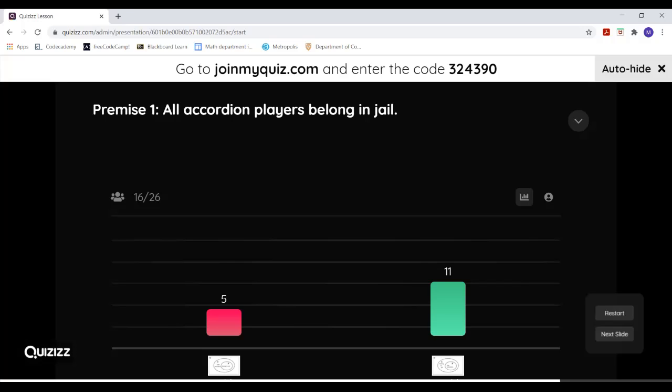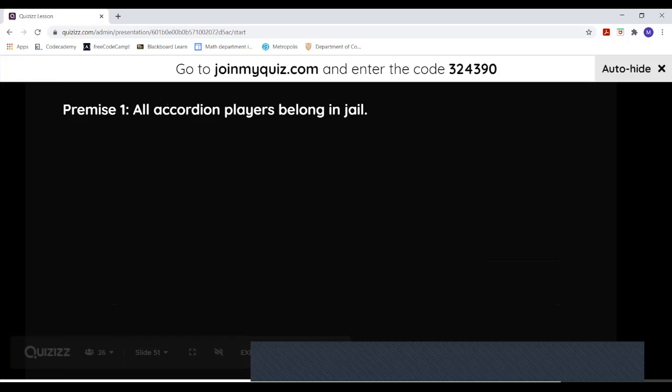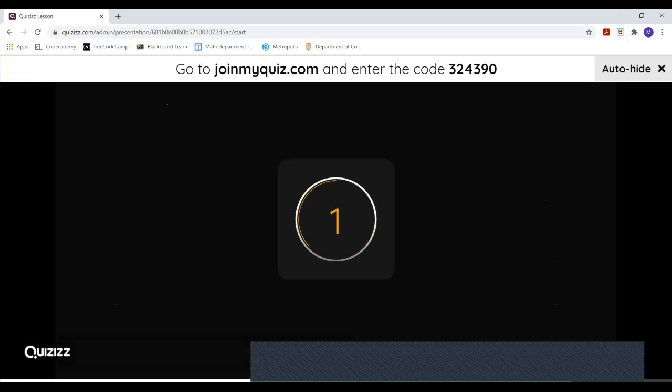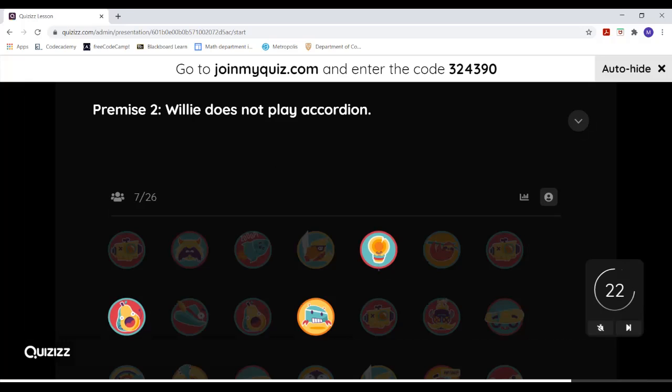All right, so it looks like 5 of y'all still aren't there. I got to get that in the right direction. So the first thing I said was accordion player. That should be the smaller set. Willie does not play accordion. So P was the accordion statement. Q was the jail statement. So if he does not play accordion, keywords there being not, and then accordion was the P statement. So what is that saying?